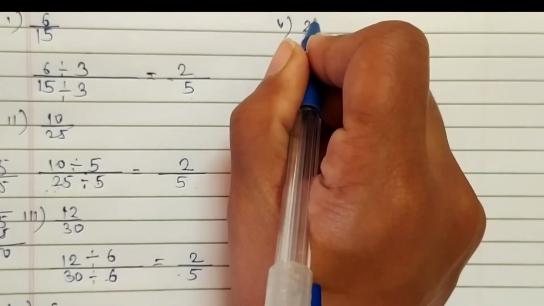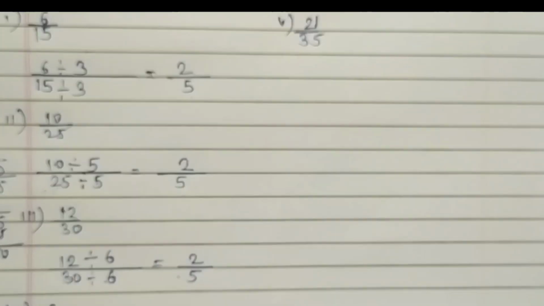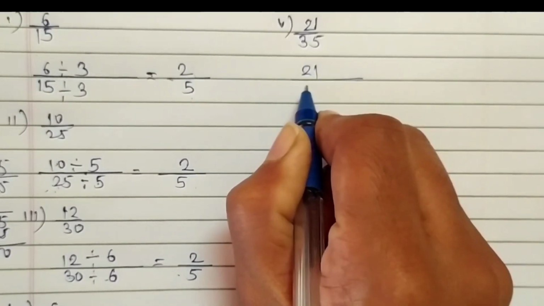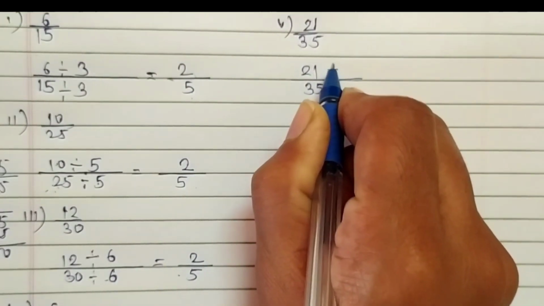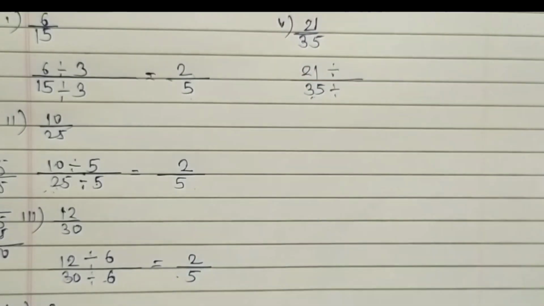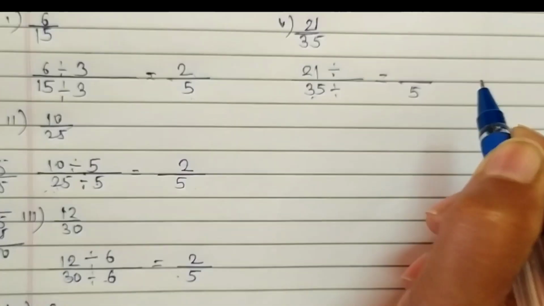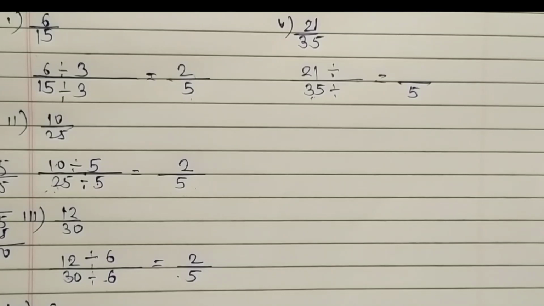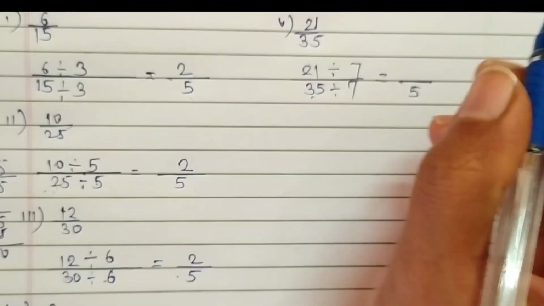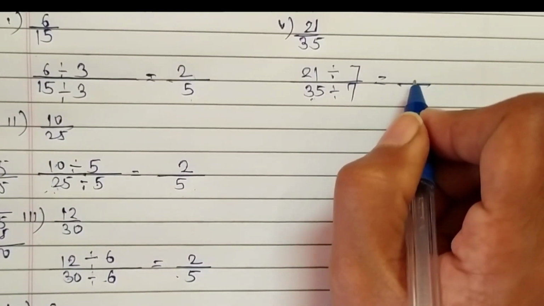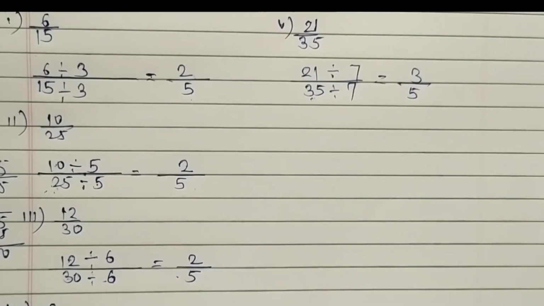The fifth fraction is 21 upon 35. Here the fraction's denominator is 35. Find the number by which we have to divide it so we get our answer as 5. When we observe the 7th table, we find that 7 5s are 35. Just divide it by 7. 7 1s are 7, 7 2s are 14 and 7 3s are 21. So our fraction is 3 upon 5.